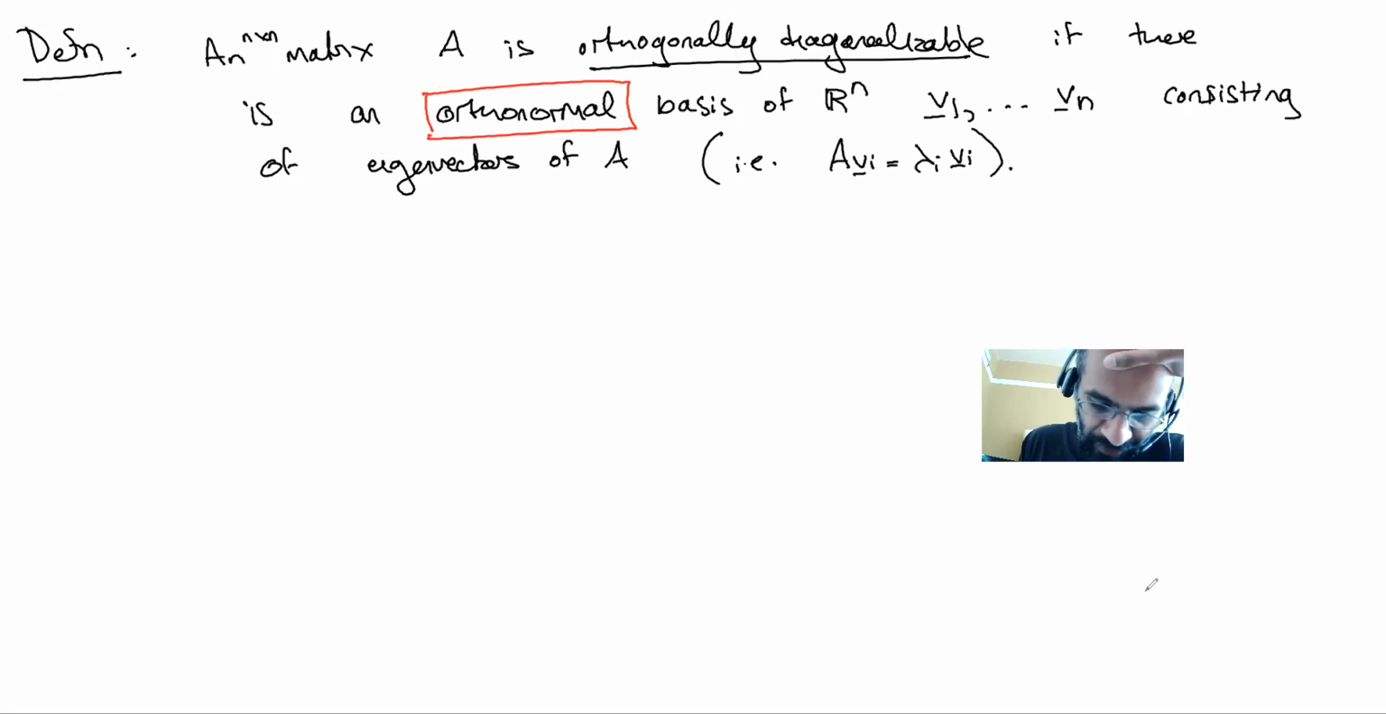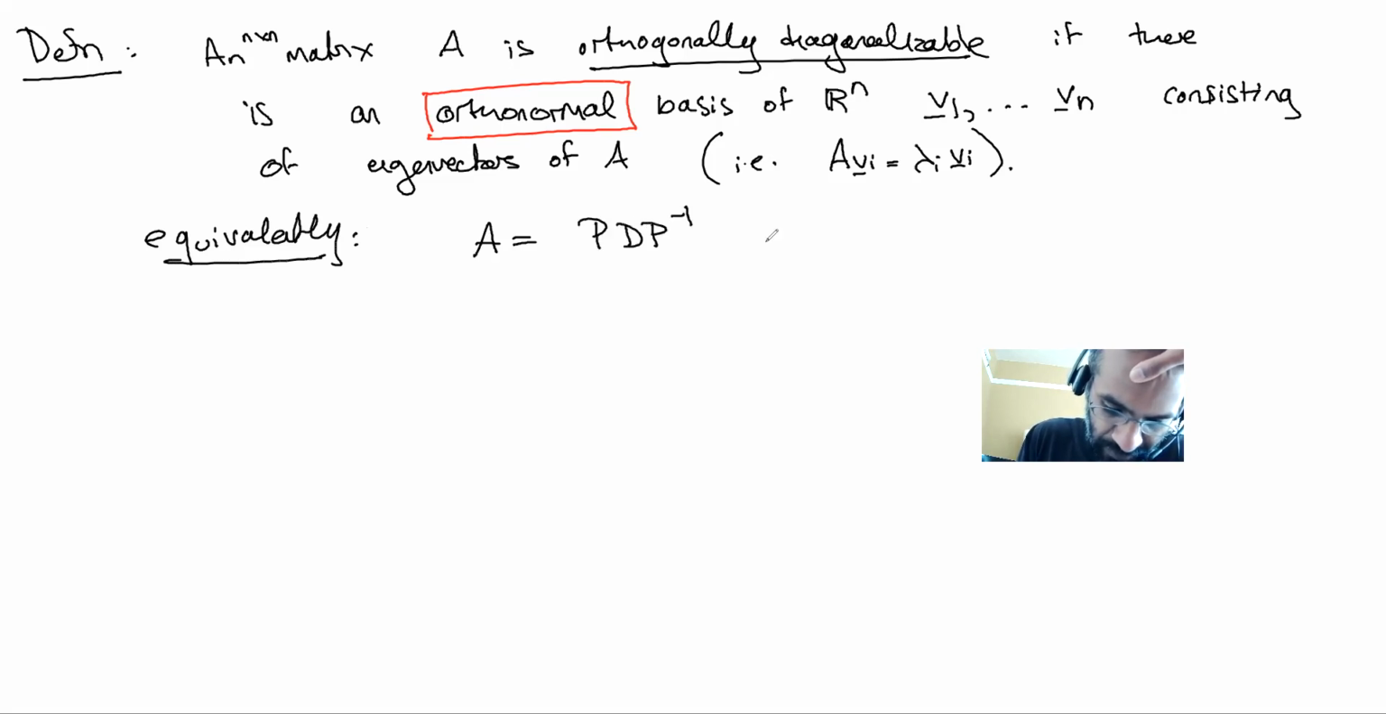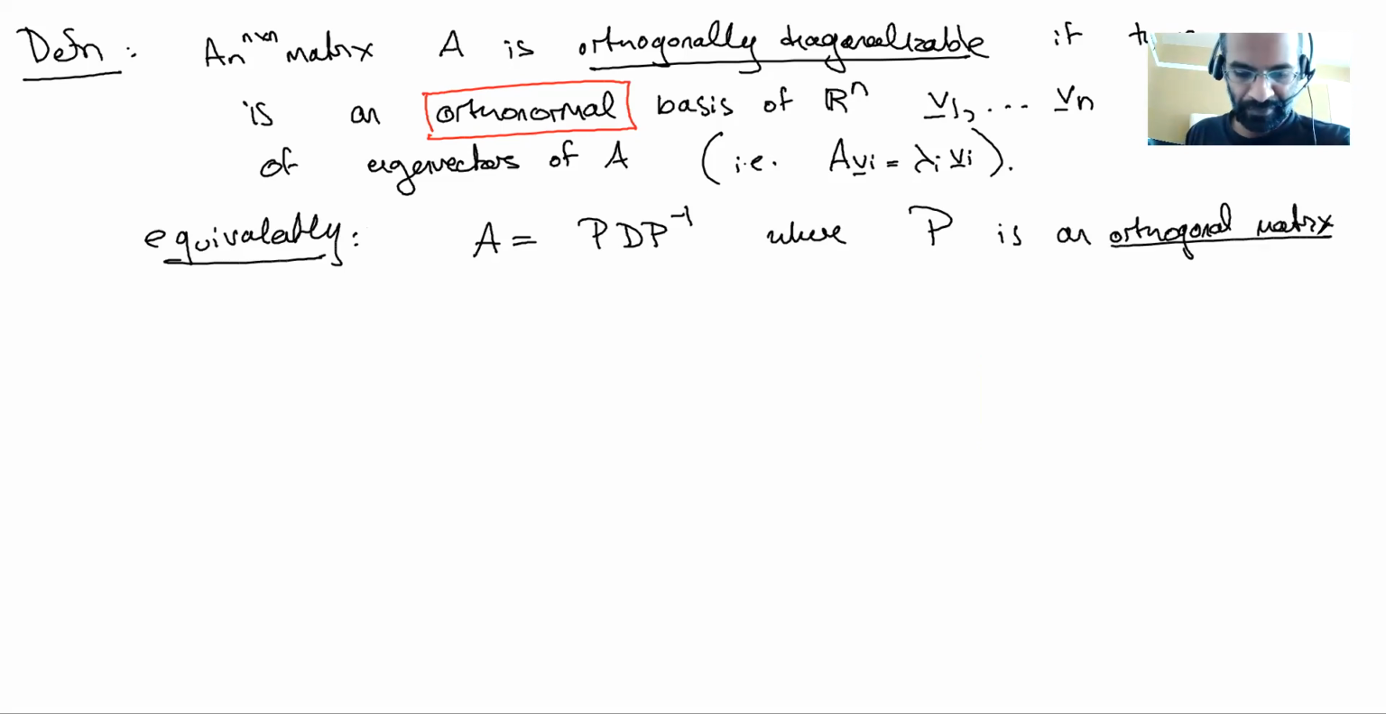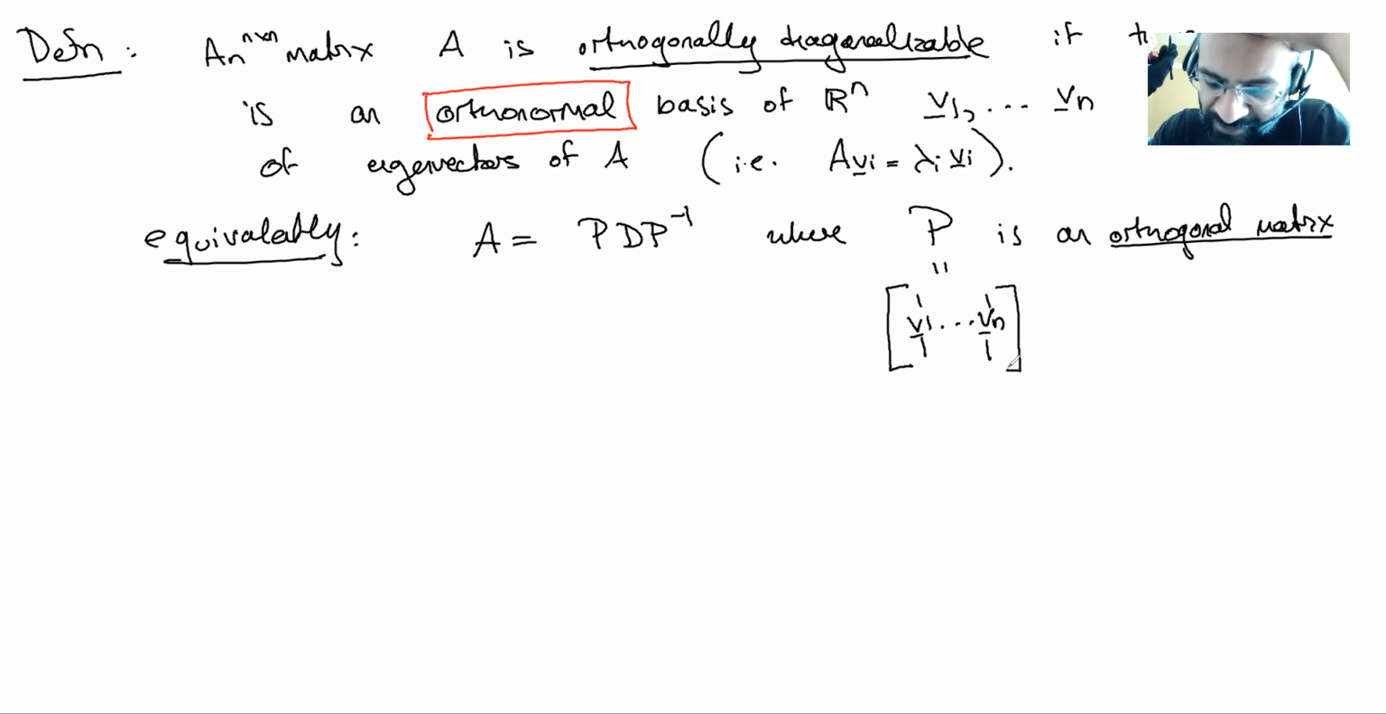In terms of matrix algebra, you can write this in a different form. Equivalently, A is equal to PDP inverse, where P, the matrix of eigenvectors for a diagonalizable matrix, is an orthogonal matrix. And what do you know about the inverse of an orthogonal matrix? Remember, an orthogonal matrix is a matrix whose columns are orthonormal. What can you tell me about the inverse of an orthogonal matrix? Would it be that the rows of the inverse are also an orthonormal basis? That's true, the rows are also an orthonormal basis.